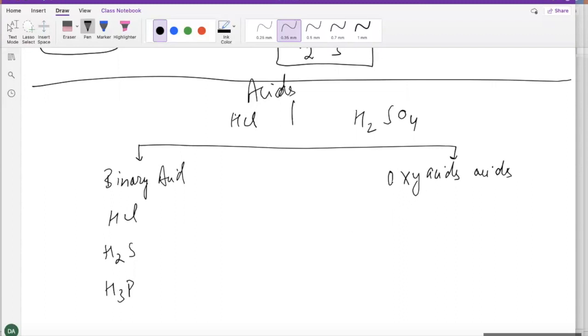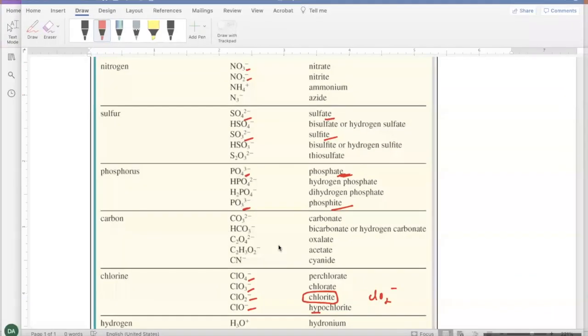And oxyacids, guys, example is H2SO4. Do you notice, first of all, they have oxygen on them, which these guys don't. These have oxygen, and they're made up of polyatomic ions. And polyatomic ions, you saw the table earlier. So SO4 is in this list. SO4, you see that? Sulfate. So it is a polyatomic ion.